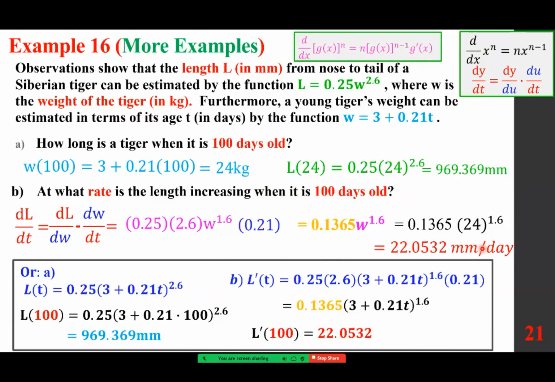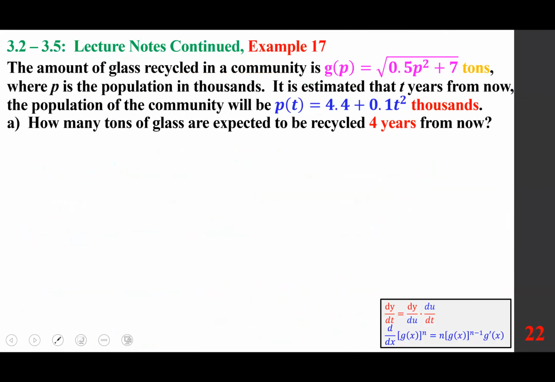Okay, everybody? And I'm going to quickly remind you of the next question that we just did in class. The amount of glass recycled in a community is G of P equals the square root of 0.5 P squared plus 7 tons, where P is the population in thousands. It is estimated that T years from now, the population of the community will be P of T equals 4.4 plus 0.1 T squared thousands. How many tons of glass are expected to be recycled 4 years from now?